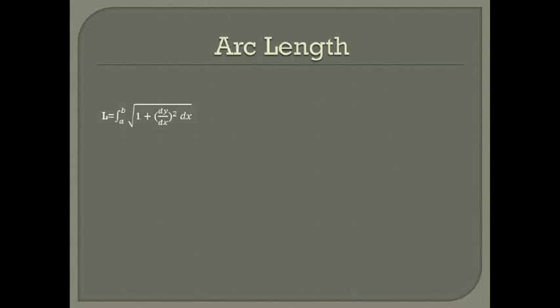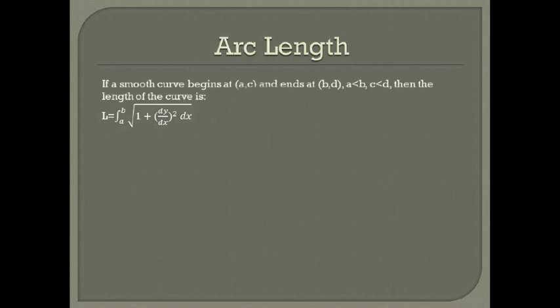One final concept taught in Chapter 7 is arc length. You would use the arc length formula to find the length of a bent curve that you can't necessarily measure using the distance formula. The formula for arc length is the integral from a to b of the square root of 1 plus the derivative of the curve squared, dx.